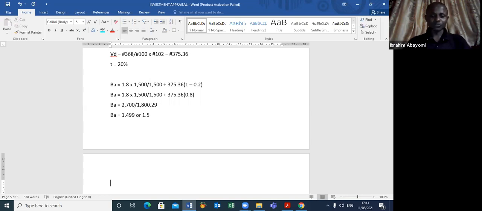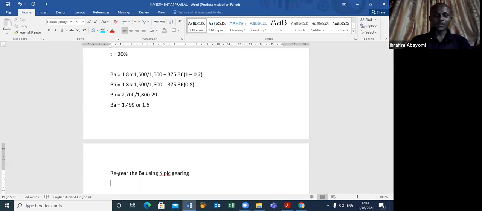And to do this, we reject the beta of asset. Whose information will I use now? I want to reject so that I get the cost of equity, beta of equity of KPSC. So I will reject the beta of asset using KPSC gearing. I will use KPSC gearing. How do I do that?